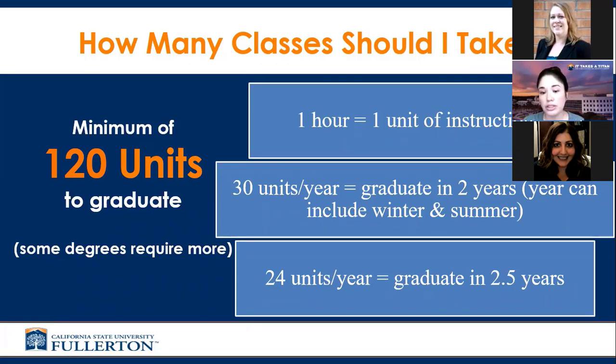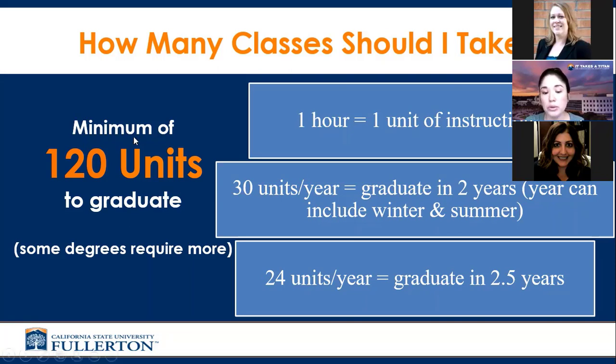If your goal is to graduate in 2 years, 30 units a year needs to be completed, and the year can include winter and summer terms as well. But if you're breaking it down even further, we're just talking fall and spring, that means 15 units in your fall and spring semester. If you're thinking, wow, that sounds like a lot of classes, that's not normally what I take, I have to work, I have other things to do.